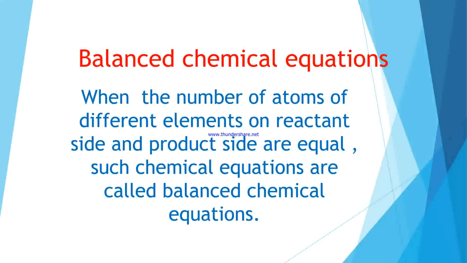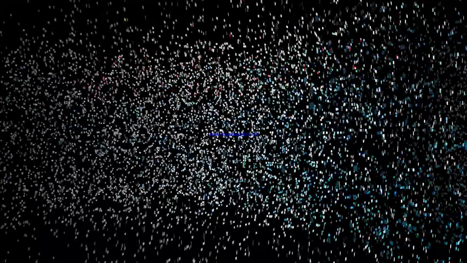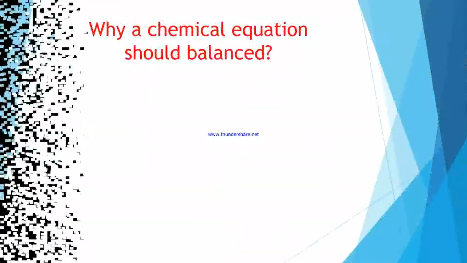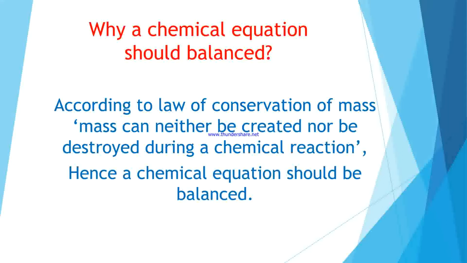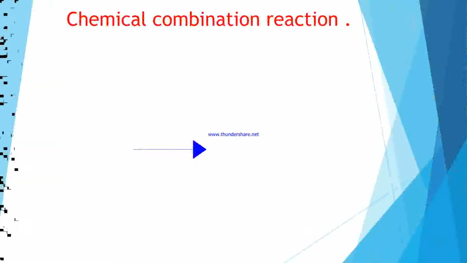When the number of atoms of different elements on the reactant side and the product side are equal, then it is considered to be a balanced chemical equation. Why is it essential? According to the law of conservation of mass, mass can neither be created nor be destroyed during a chemical reaction. Hence, every equation should be balanced. It is a must. Now let me know the types of chemical reaction.